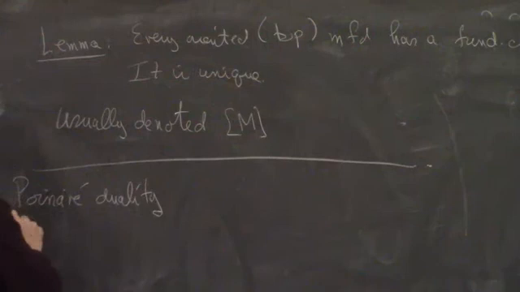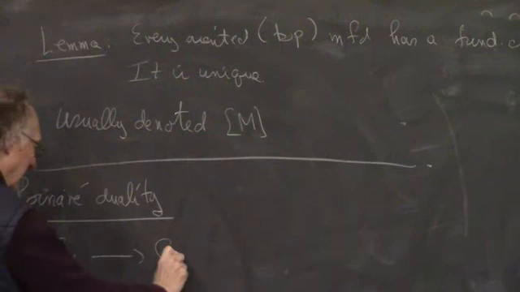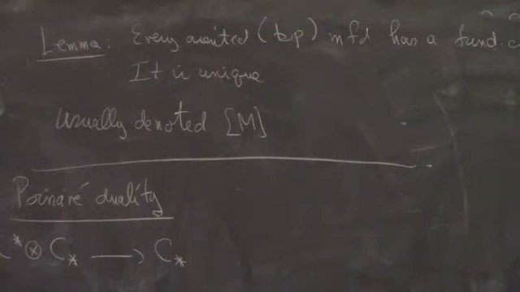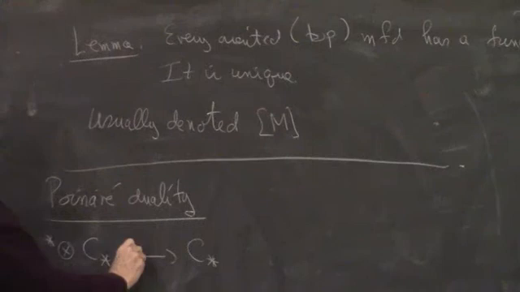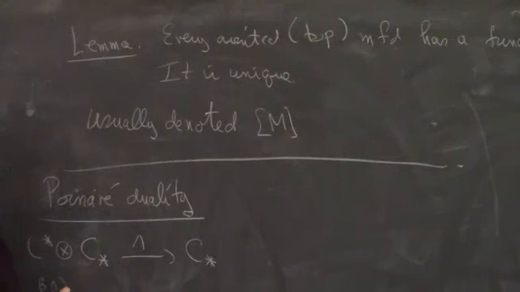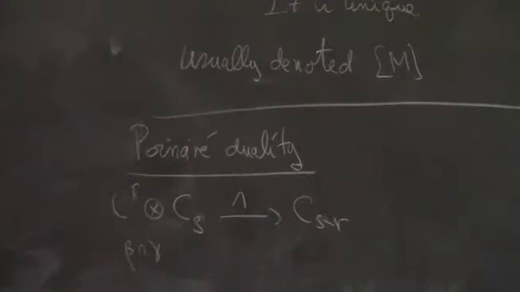Well, first I have to tell you about cap product. We've discussed cup product. Now I want cap product. So instead of writing singular, let me just write C. A singular cochain tensor a singular chain maps to a singular chain, and the operation is denoted cap product, beta cap gamma. So beta is a cochain, gamma is a chain. If this is dimension R and this is dimension S, this is dimension S minus R. So you remove R of the dimensions from this chain. And the formula is this one.